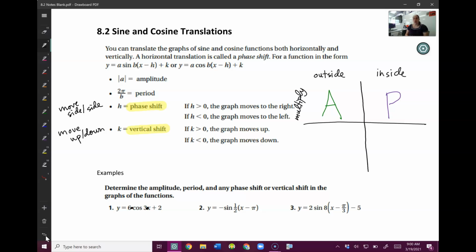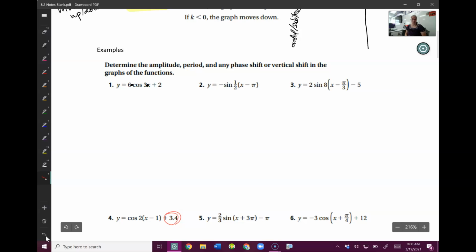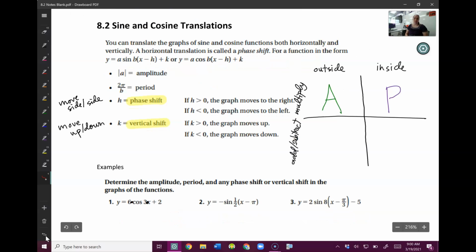Now let's talk about our two new ones, vertical shift and phase shift. The first thing you need to know is both of these new ones are adding or subtracting. So if you are ever adding a number or subtracting a number, that is a phase shift or a vertical shift. So for example, right here, plus 2, minus pi thirds, minus 5, plus 3.4. All of those adding and subtracting things are vertical shifts and phase shifts.